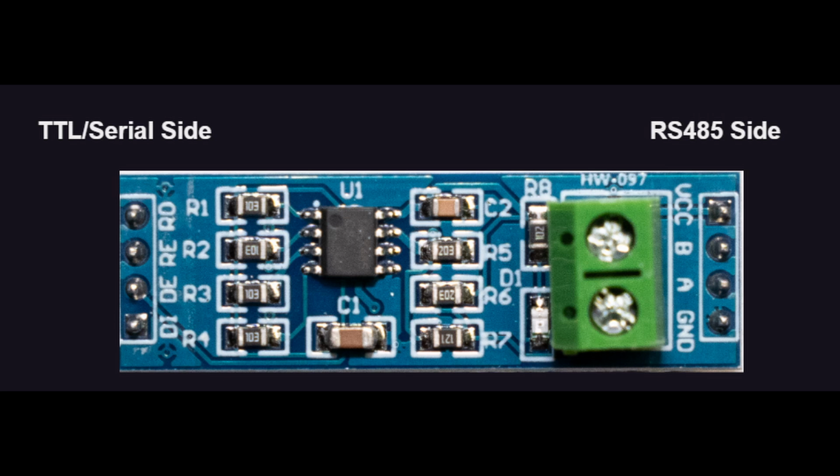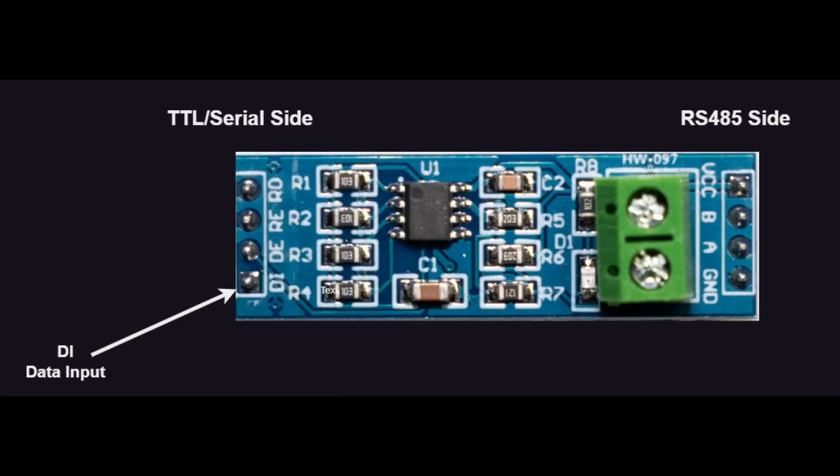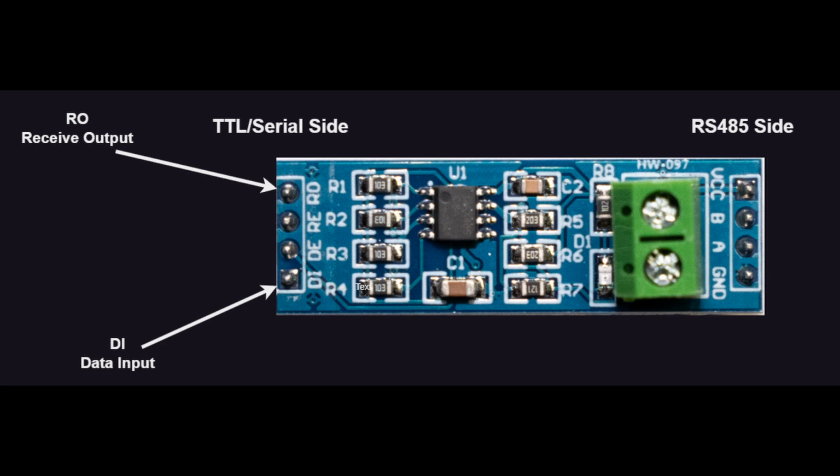So we have two sides to this thing, a TTL/UART side and an RS485 side. Let's start with the TTL side. On the left side here, we have the DI pin, which stands for data input. This is where the transmission, or the TX, of our UART, also called the PC10 pin, will connect to. Then we have RO, which stands for receive output. This is where the RX of the UART, also known as PC11, will connect to.